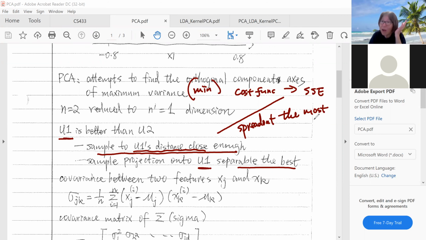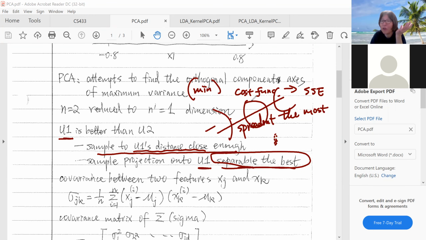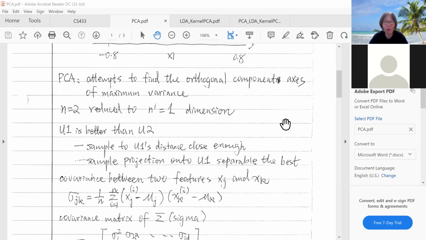And if it's spread out the most, definitely it can separate the best. Otherwise, if the points are close together, it's hard to separate. But if it's spread out, then it's easy to get different classes, because each class will kind of group together. So it's separable, okay? Visually, we can already get the idea about principal component.